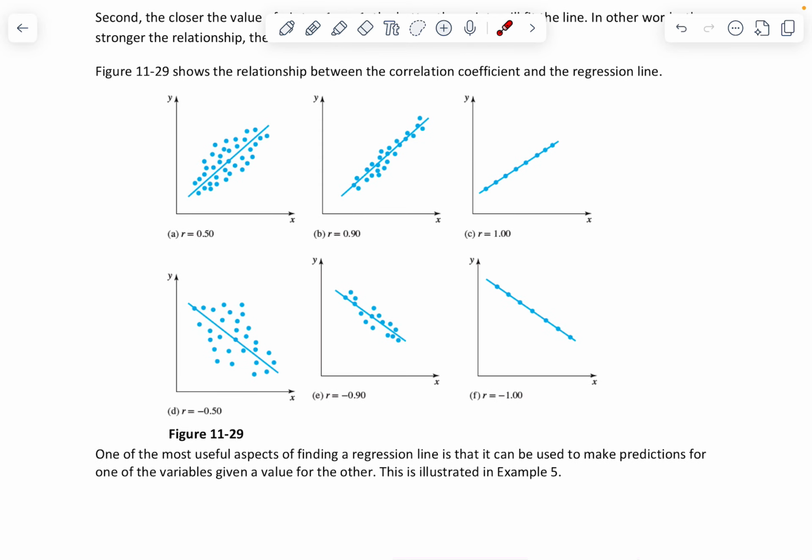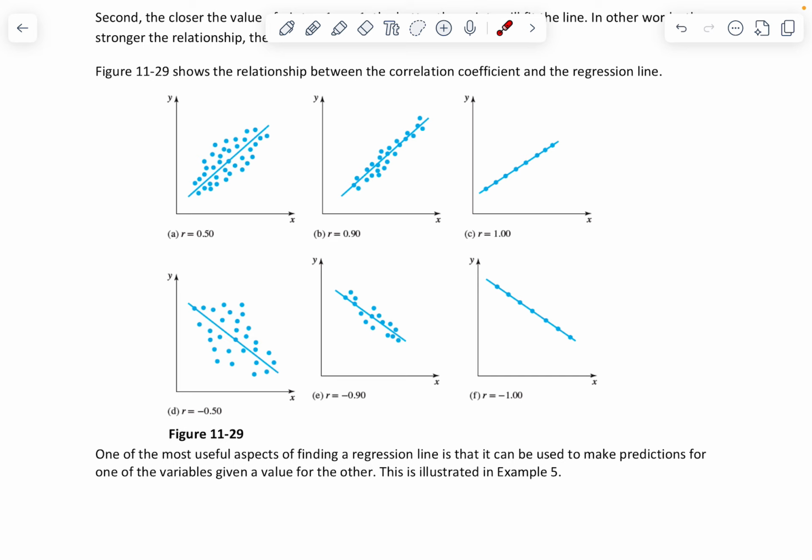Figure 1129 shows the relationship between the correlation coefficient and the regression line, right? In all of these cases, you can see the regression line plotted, but the top 3 scatter plots show a positive linear relationship. The bottom 3 show a negative linear relationship. And as you go from left to right, the strength of the relationship gets successively better. What you see is that for a stronger relationship, the points tend to cluster closer to the line, whereas this one represents the strongest possible, where the points are perfectly lined up in a straight line. Okay, so this is for a correlation coefficient of 0.5, 0.9, and 1. And then we have negative 0.5, negative 0.9, and negative 1.